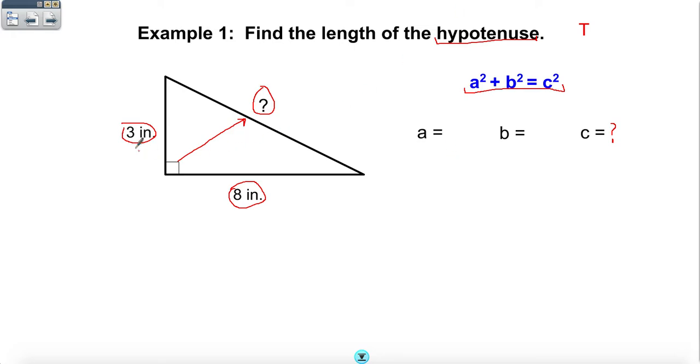And it doesn't matter whether I put 3 in for a or b. I'm going to put it in for a, and I'm going to put 8 in for b. So now I'm going to plug these into the equation and solve this. I have 3 squared plus my b squared, which is 8 squared, is equal to c squared. Last week we were solving equations. To find out what my hypotenuse is, I have to get c by itself. So the first thing I'm going to do is my exponents. 3 squared is 9, and 8 squared is 64.